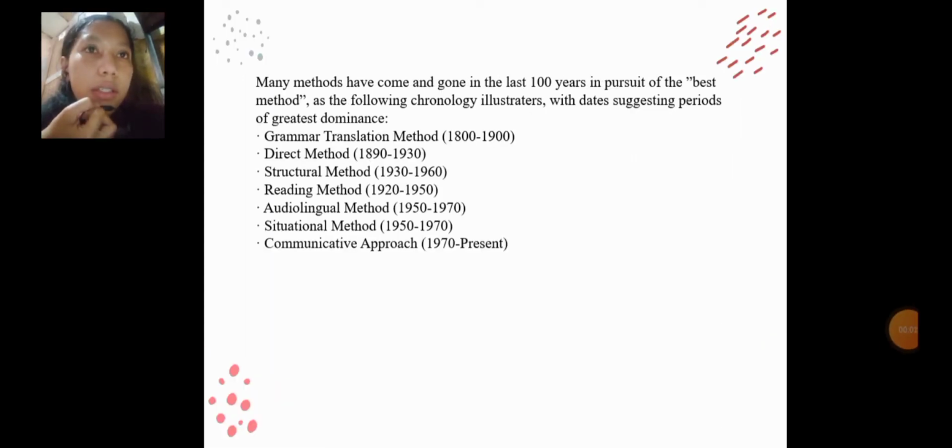Many methods have come and gone in the last 100 years in pursuit of the best method, as the following chronology illustrates, with dates suggesting periods of greatest dominance. 1. Grammar translation, 1800 to 1900, and so on.